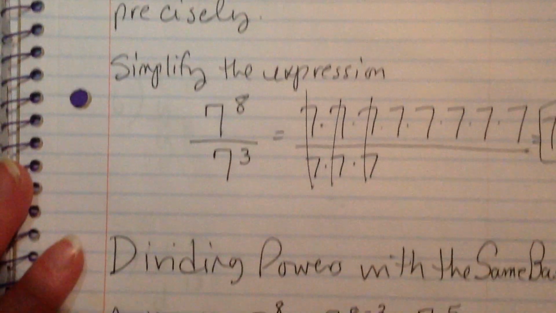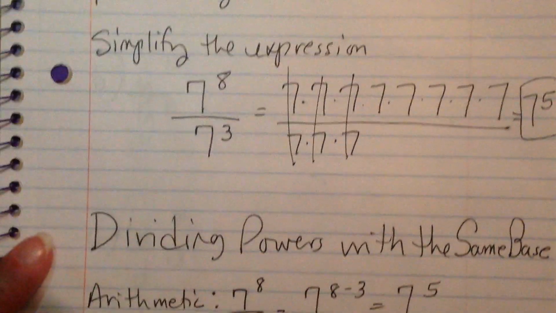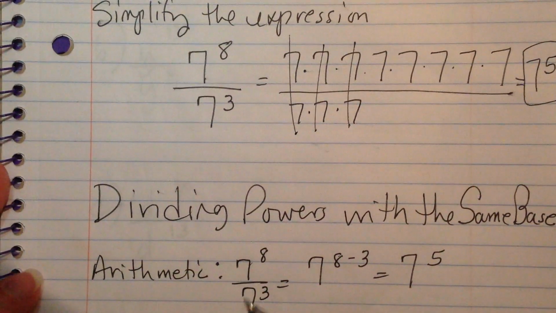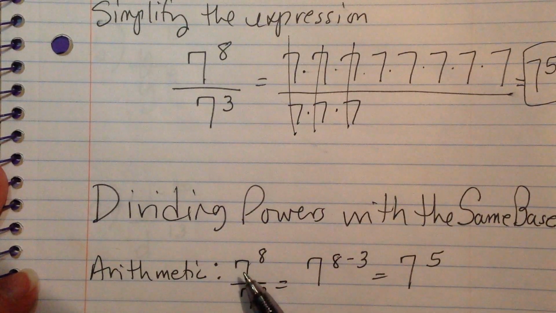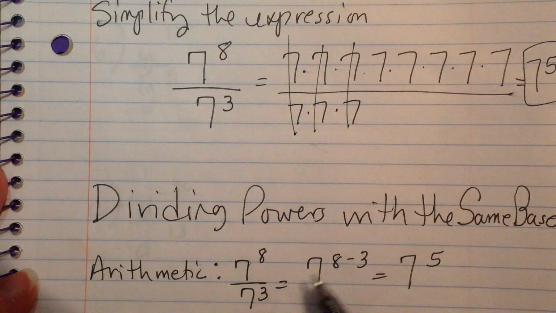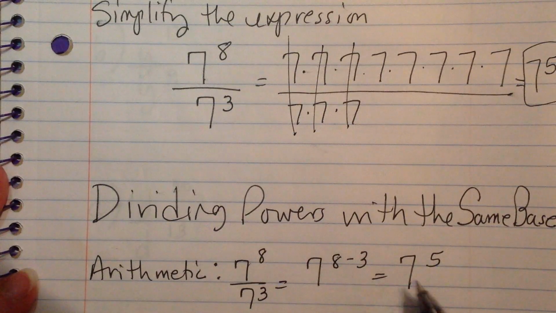So let's look at our rules. Dividing powers with the same base. The arithmetic method: 7 to the 8th divided by 7 to the 3rd is equal to, when your bases are the same, one in the numerator, one in the denominator, you will subtract exponents. 8 minus 3 gives you 5. So 7 to the 5th is your answer.